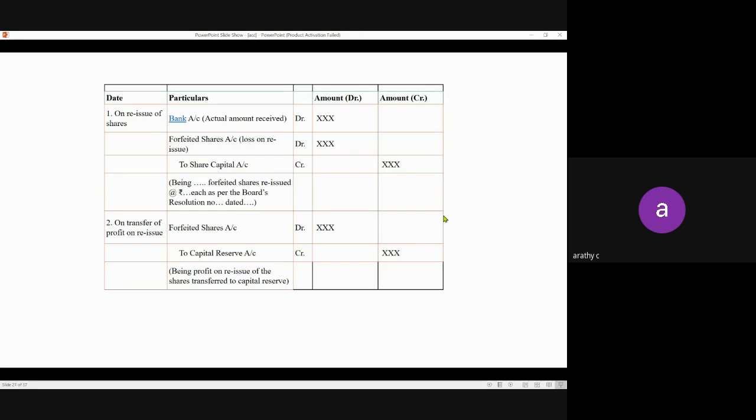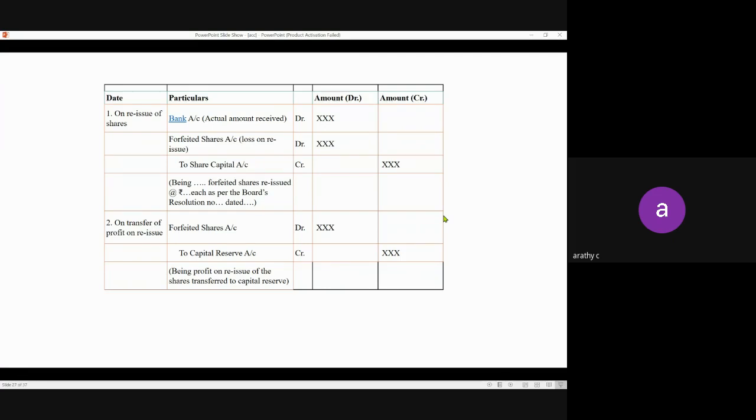Next is in the case of reissue of shares. Here, bank account debtor, forfeited shares account debtor to share capital account. Here, the actual amount received is in the bank account, and the forfeited shares account means loss on reissue. That amount is debited in this forfeited shares account, and to share capital account.